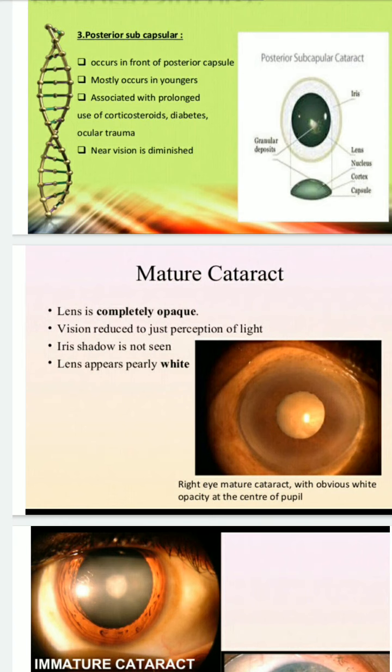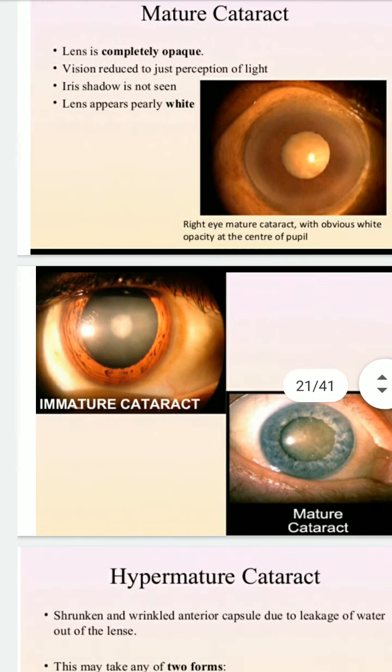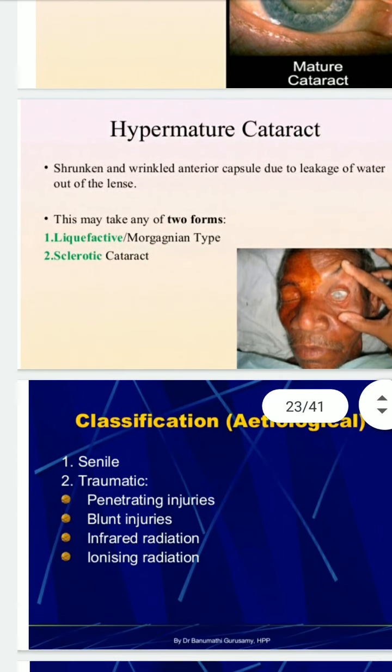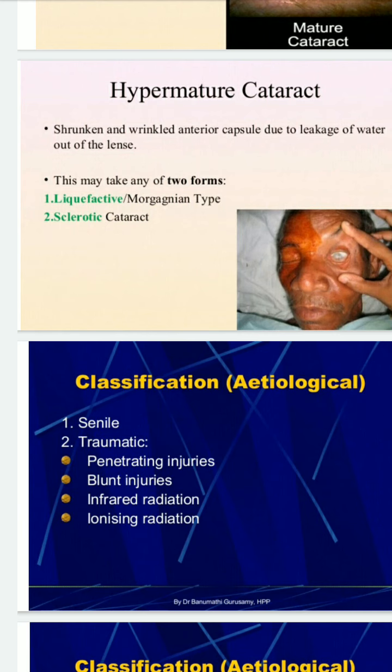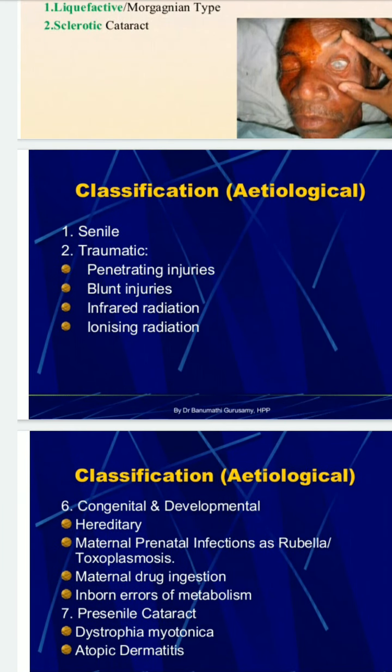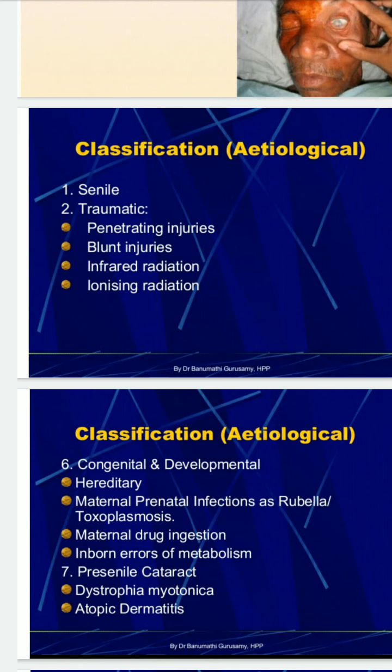Another classification is depending on the etiology. It is divided into traumatic, that is penetrating injuries, blunt injuries, infrared radiation, ionizing radiation. Then congenital and developmental, which include hereditary, maternal, prenatal infections, maternal drug ingestion, inborn errors of metabolism. And the next one is the presenile cataract, which is mainly due to dystrophia myotonica.